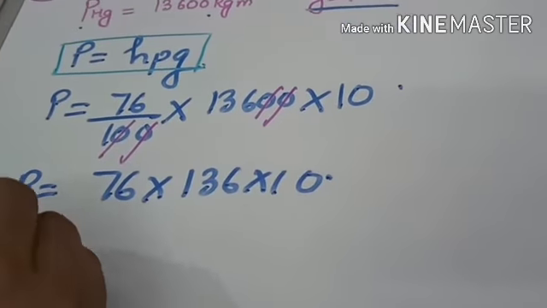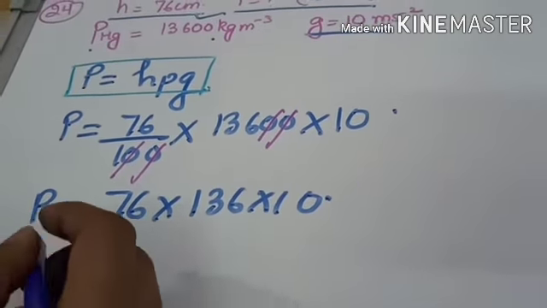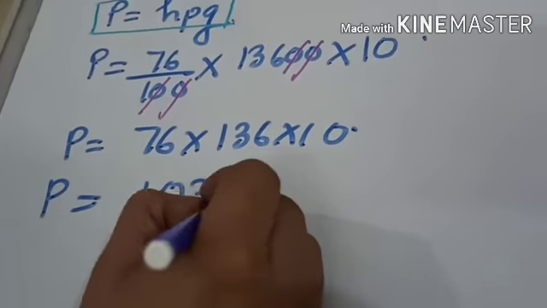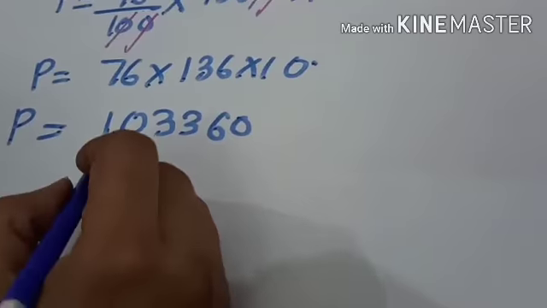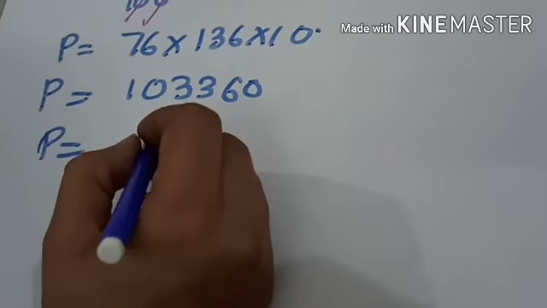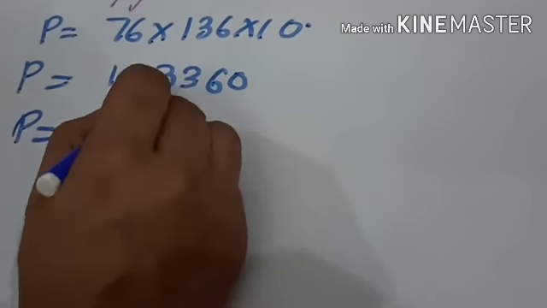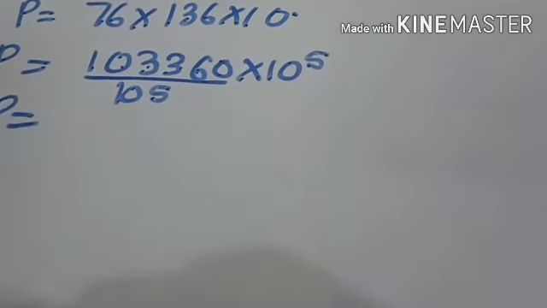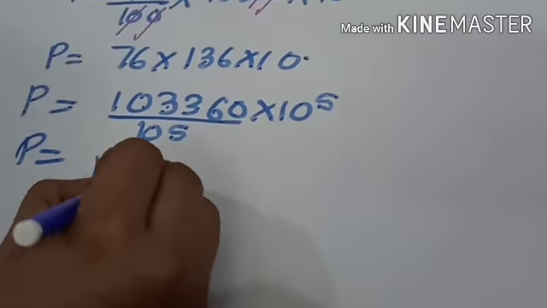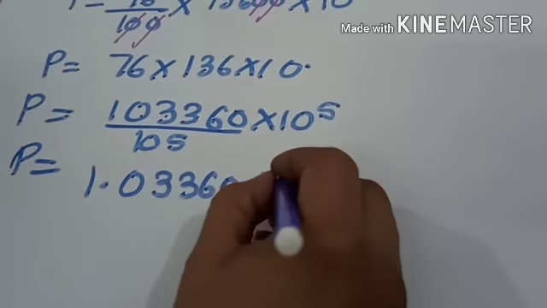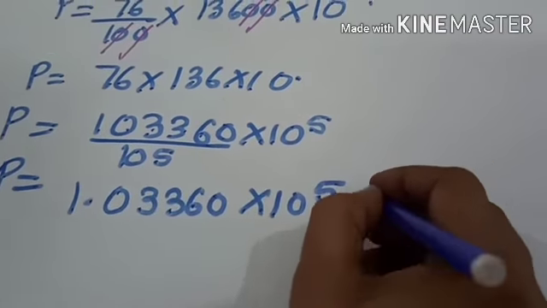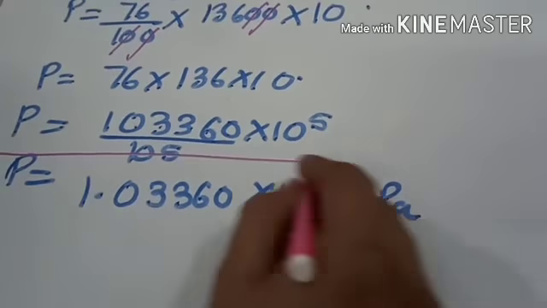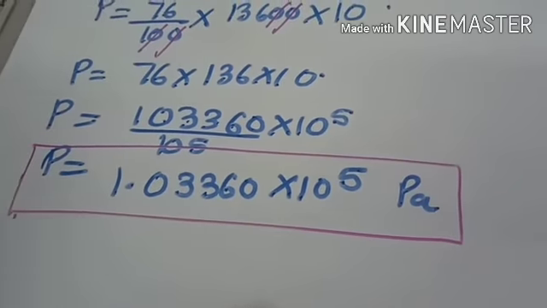Now when you multiply, the pressure will come out to be 103,360. But try to write the answer in exponent form. So what you will do, you will divide by 10 to the power 5 and multiply by 10 to the power 5. So it will be 1.03360 into 10 to the power 5. The unit you have to write, that is Pascal. So this is the answer of numerical number 24.